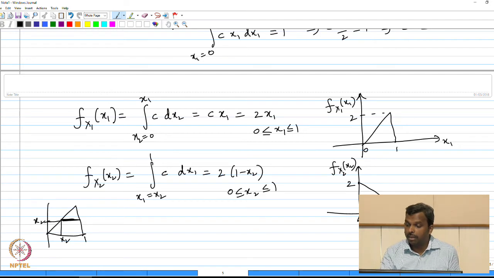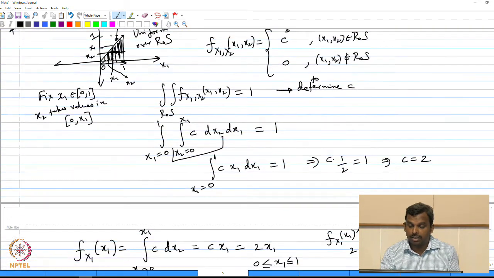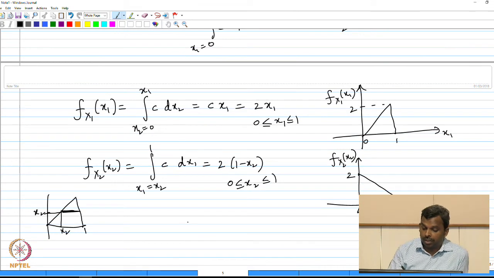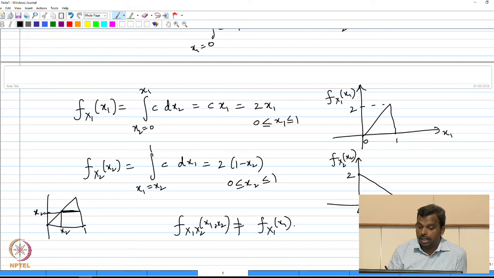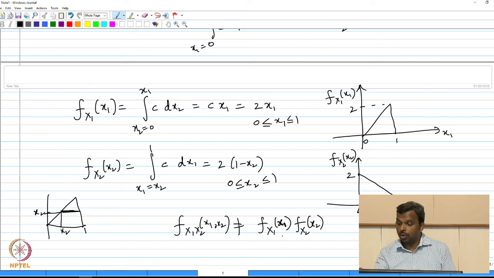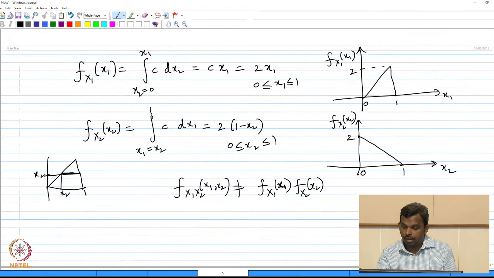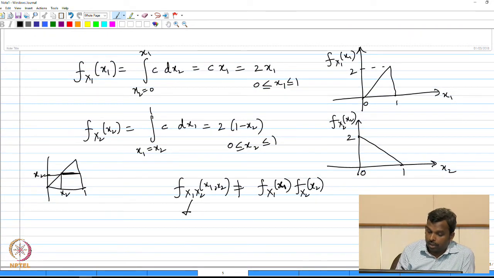Okay, but are x1 and x2 independent? Not really, right? So if you do fx1 times fx2, you notice f of x1, x2 is not equal to fx1 of x1 times fx2 of x2. Okay, so think about how it will look. So the left hand side, what is it? We have this description that it is 2 in the region of support, and 0 outside of it.